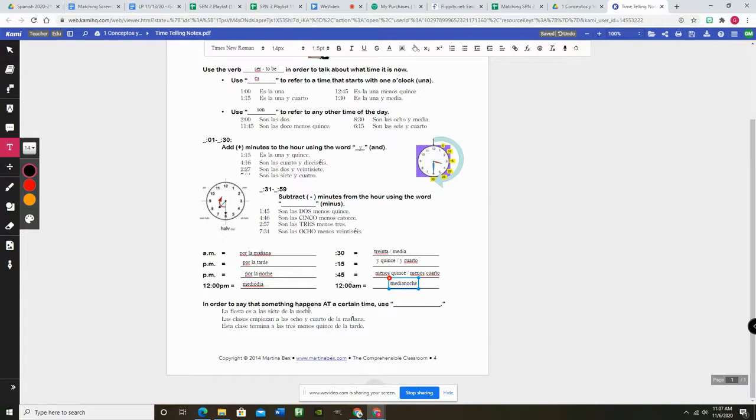In order to say things that happen at a certain time, like, for example, at 8 o'clock I have Spanish class, a las 8. A las is saying at a certain time. If you're telling what time it is, you use es or son. If you're telling what time something happens at, you say a las.